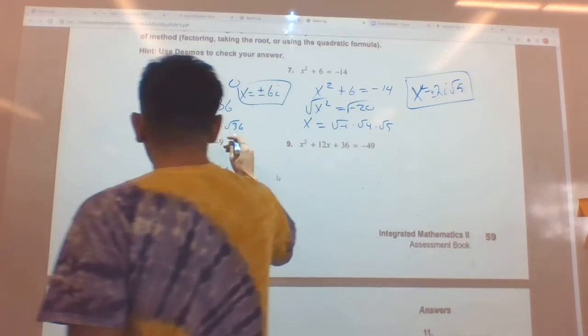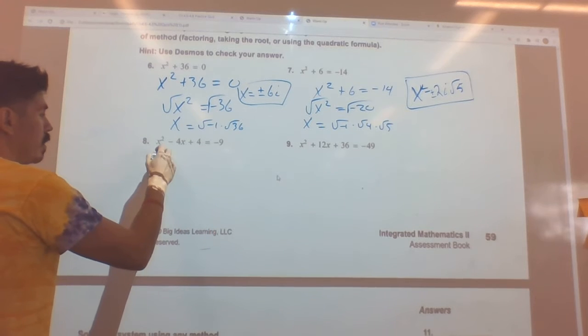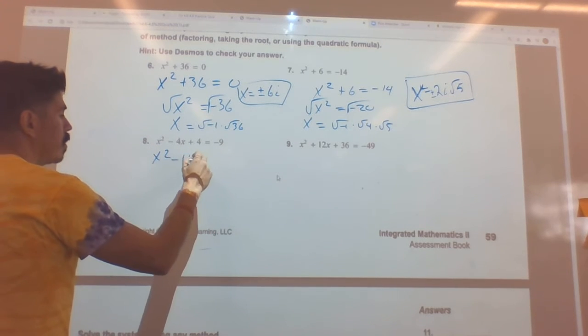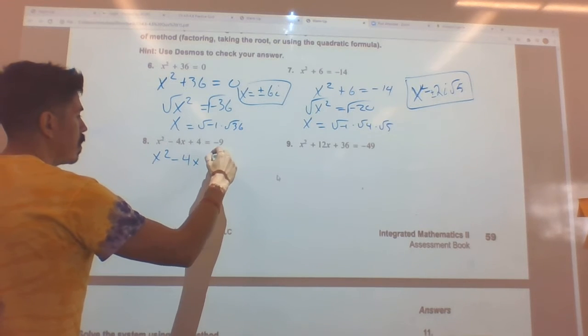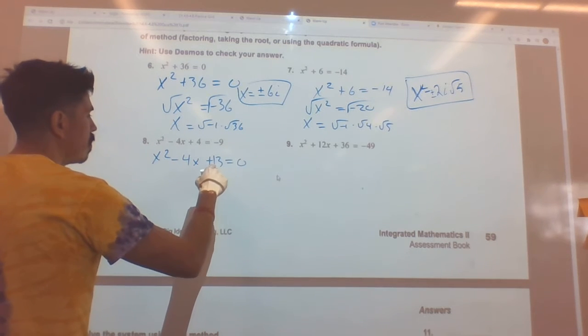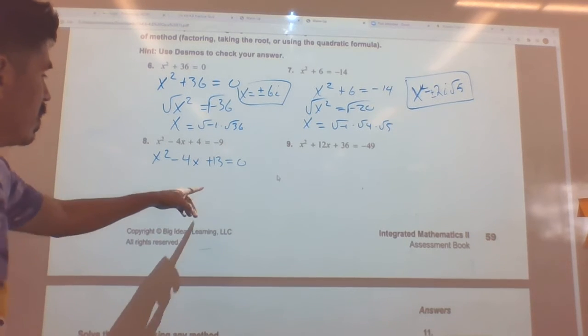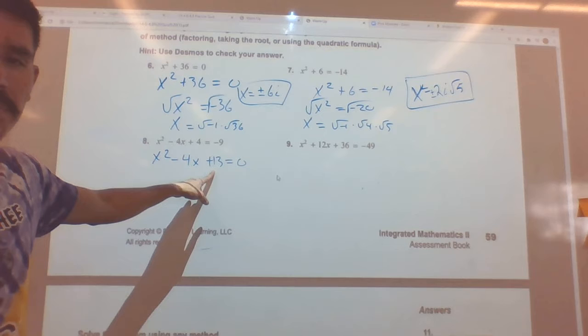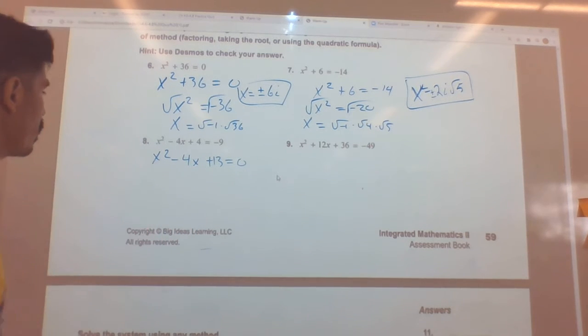Down here, we can't take the root. We're going to try to factor. Let's see if we can factor. We can't factor because there are no factors of 13 that add up to my middle term. So we're going to use the quadratic formula.